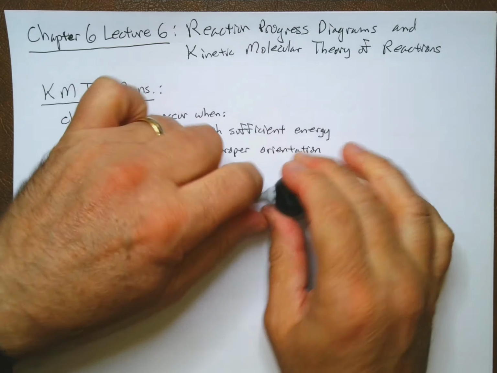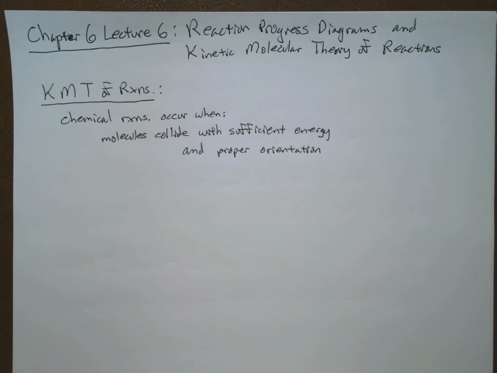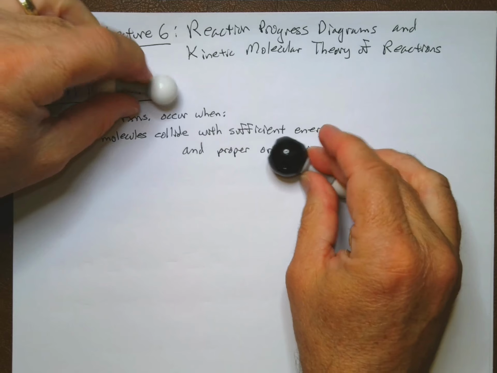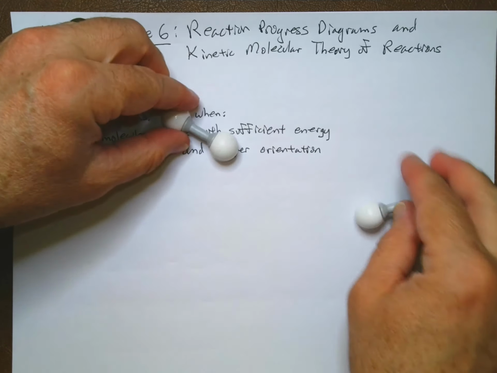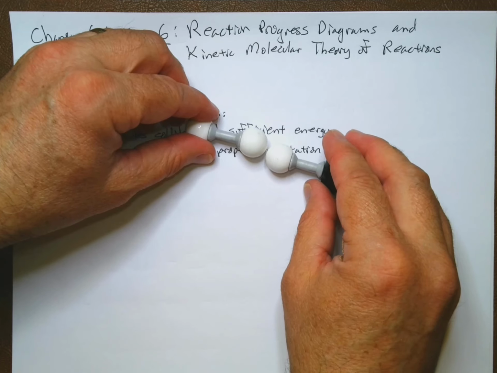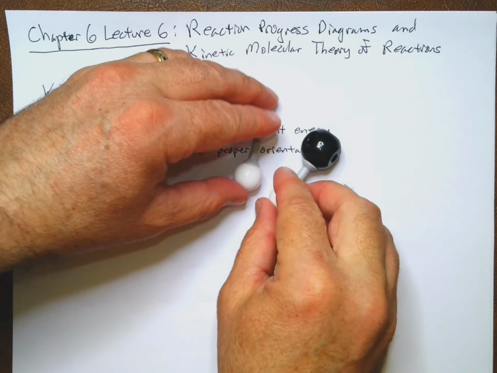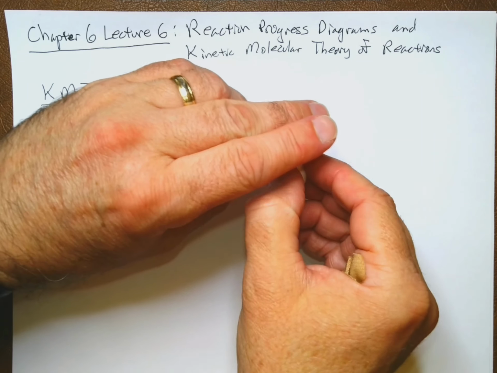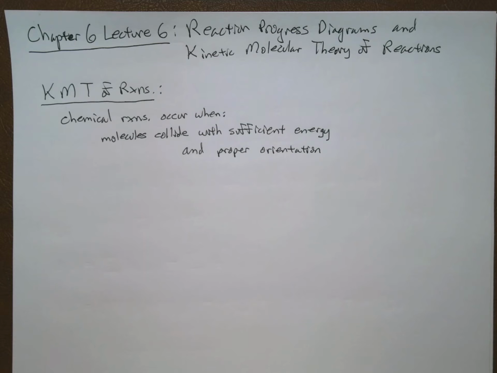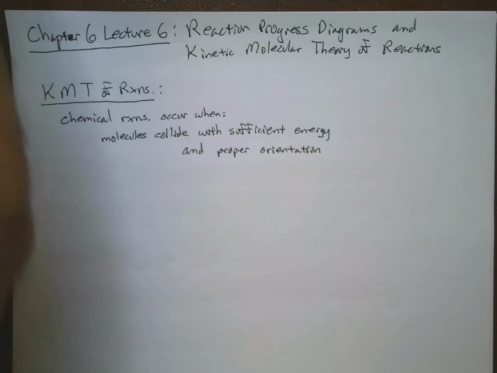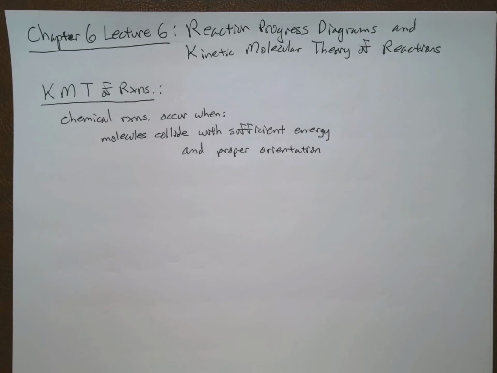So in order to get that to happen, we have to have these colliding end to end. If they collide this way, that won't make the reaction happen. We can't get a new bond to form between this atom and that atom. Or maybe if they collide like this or like that. So we have to have correct orientation. We also need to have enough energy because we have to be able to overcome the energy of the bonds that are being broken, and then we'll form new bonds.